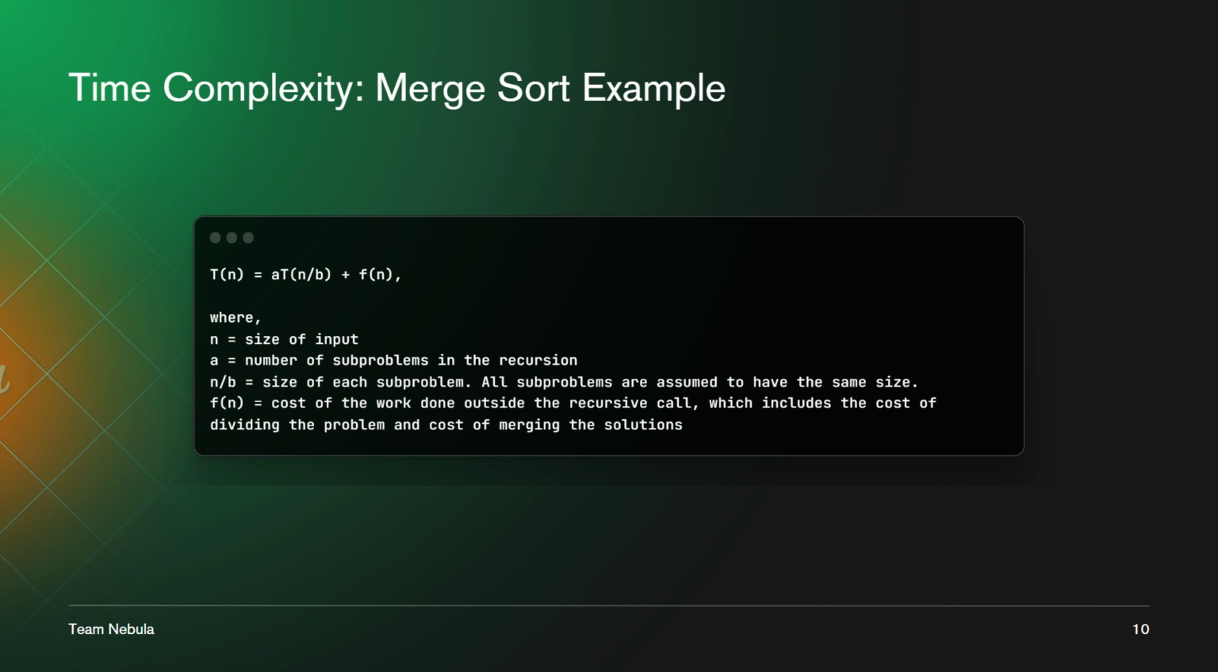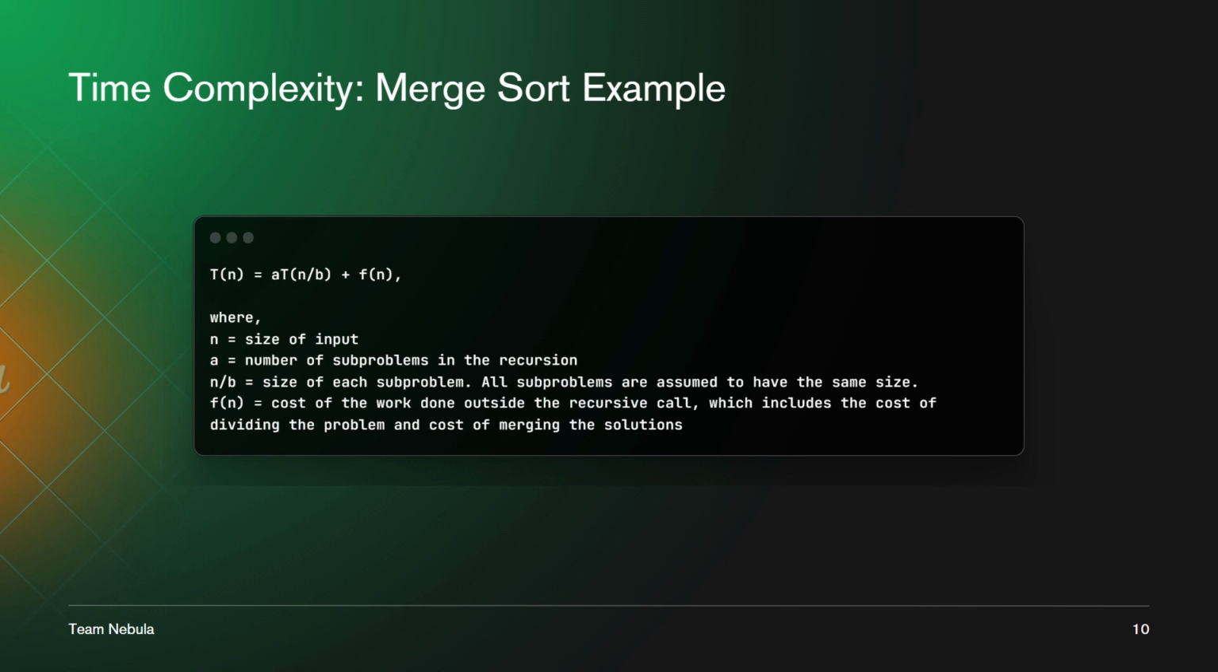Now, let's apply this to an example, the merge sort algorithm. For merge sort, our equation looks like this. The time function T(n) = 2 * T(n/2) + O(n). Here is what's going on. We split a problem into two subproblems each time, so a equals 2. The size of each subproblem is half the original, so n/b equals n/2. The work we do to combine the subproblems is O(n).